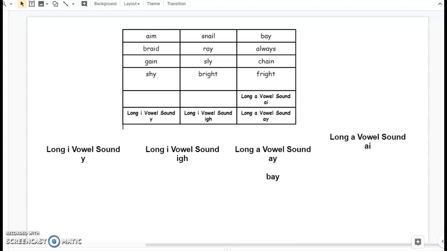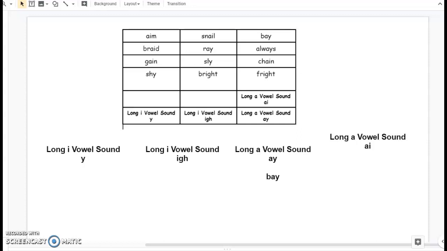Hi, yellow spellers. This week we are talking about the long I vowel sound and the long A vowel sound. The long I vowel sound can be spelled with a Y or an IGH. The long A vowel sound can be spelled with AY or AI.